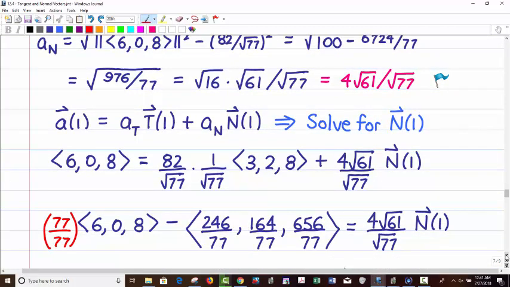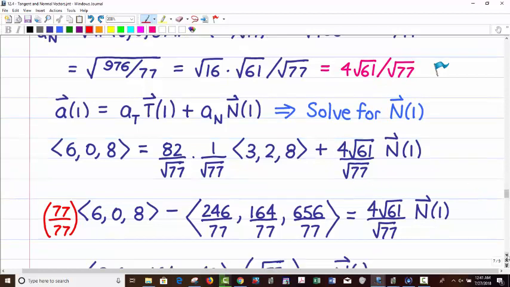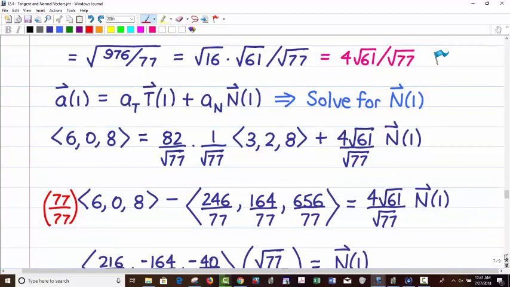Now we have everything we need. So we have A1 equals ATT1 plus ANN1. Now we algebraically solve for N1. So here was A1, 608. Here was the AT, 82 over root 77. The T1 was 1 over root 77 times the vector 328. AN we just got right here is 4 root 61 over root 77. Or like I said, if you didn't simplify that radical, that would be okay.